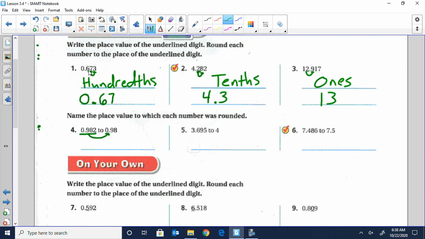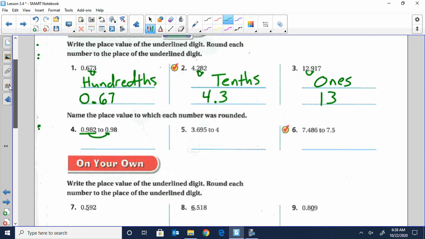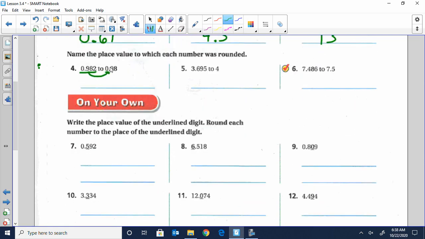So here we rounded to the hundredths. The hundredths was the last place that gets a digit. In this one, we did the tenths. There is not any number behind the tenths place. And here we rounded to the ones. And again, the ones place is the last digit that it was rounded to. So the shortcut for these problems is just simply look where the last digit is at, and that is the place value it's rounded to.